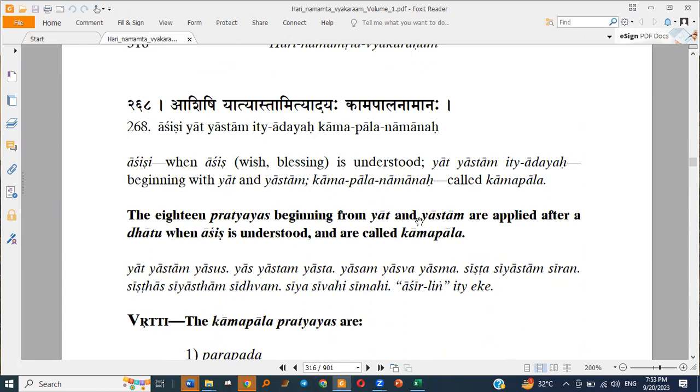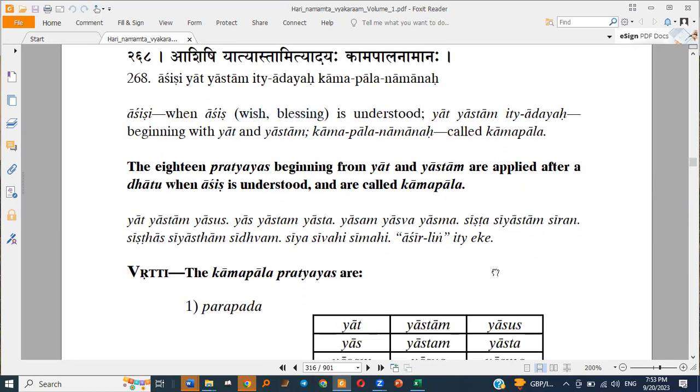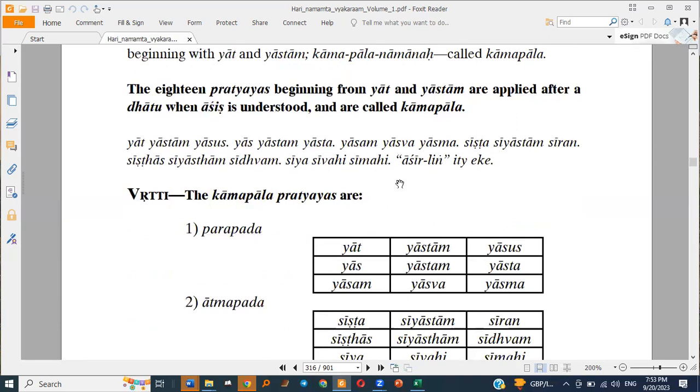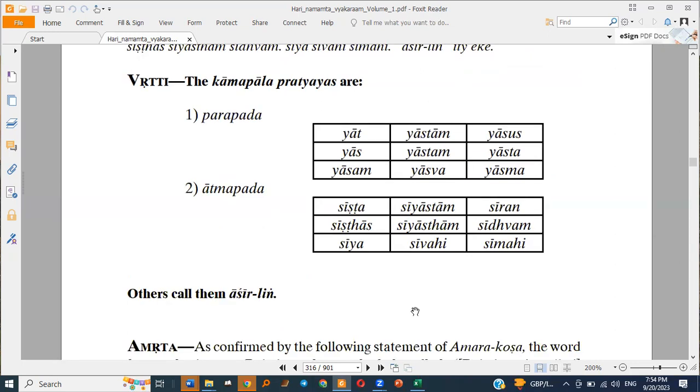The next one is Ashishi Yat Yastam Ityadayah Kamapala Namana. The next 18 pratyas beginning from Yat Ityadi are applied after dhatu when Ashish is understood, wish or blessing. And they are called the Kamapala pratyas. In general, they are called Ashirling. So Yat, Yastam, Yasus, Yas, Yastam, Yasta, Yasam, Yasva, Yasma, Sishtas, Yastam, Siram, Sishtas, Yastam, Sutvam, Siya, Sivahi, Simani. So these are the different pratyas here called Kampal or Ashirling.